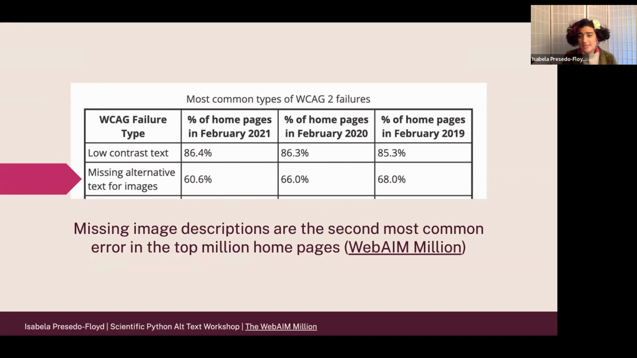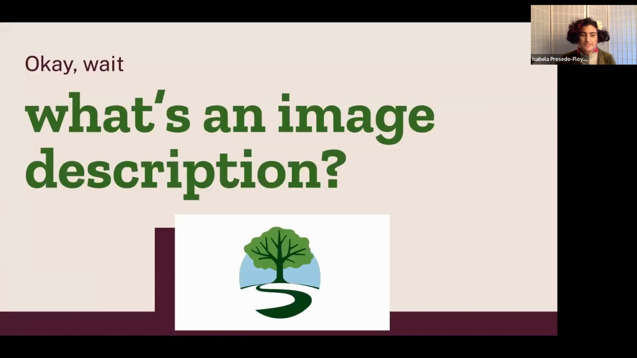The WebAIM Million, which is a review of the top 1,000,000 most visited web pages for common accessibility failures, actually lists it as the second most common failure. I found this really surprising. I figured that more people were writing some kind of description. So this is an awesome skill that you can take elsewhere too.